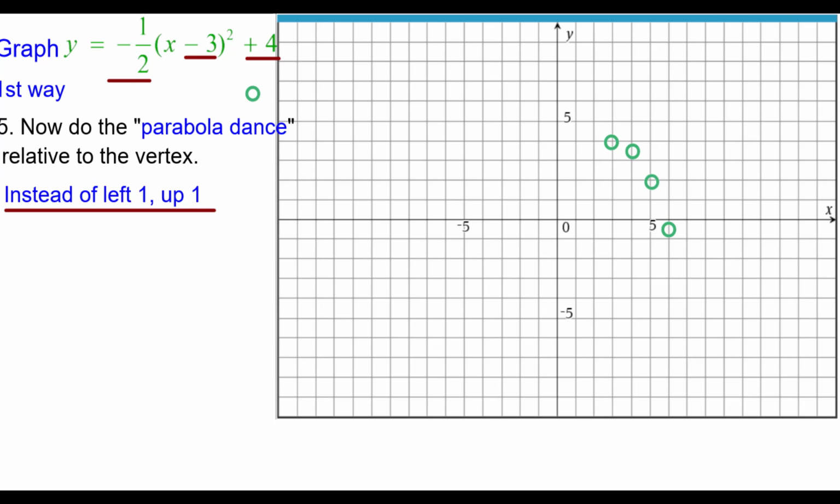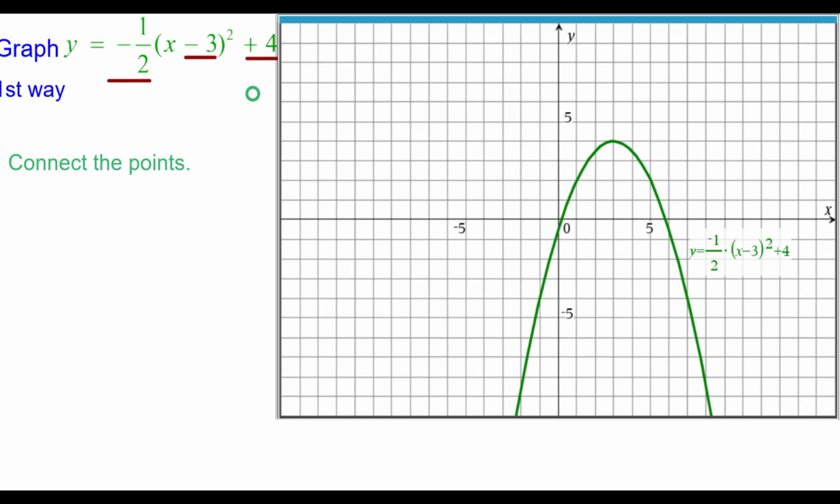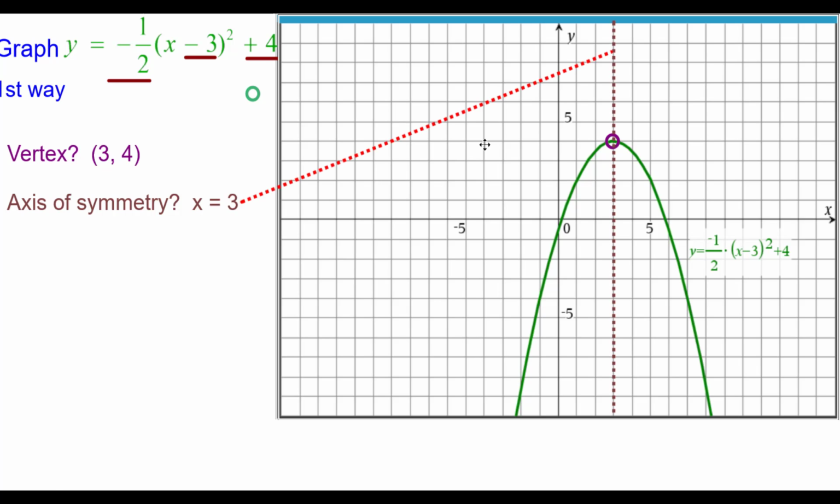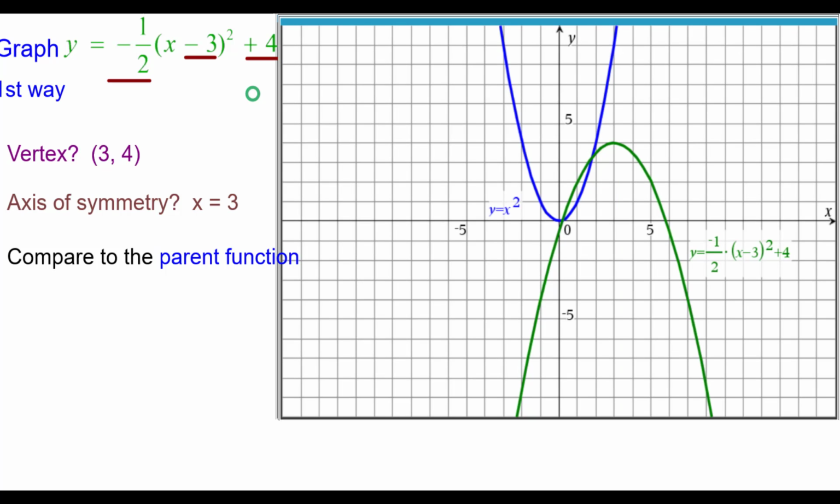So normally we go left 1, up 1, but now we'll go left 1, down 1/2 because of the -1/2. Left 2, up 4 becomes left 2, down 2. Left 3, up 9 becomes left 3, down 9/2. Connect the points. We get our parabola opening downwards at a different vertex, which happens to be at the point (3, 4). The axis of symmetry is the line x equals 3. You can see it's symmetric about that line, a mirror image. Compare it to the parent function that opens upwards and has a vertex at the origin. As you can see, it's different.